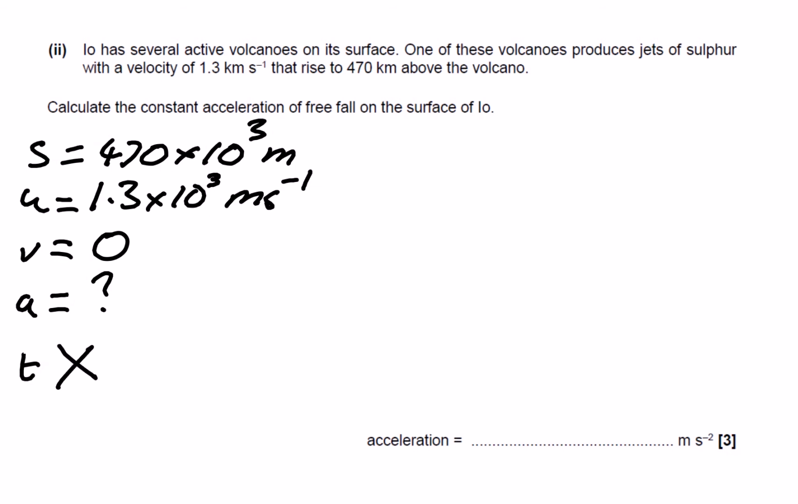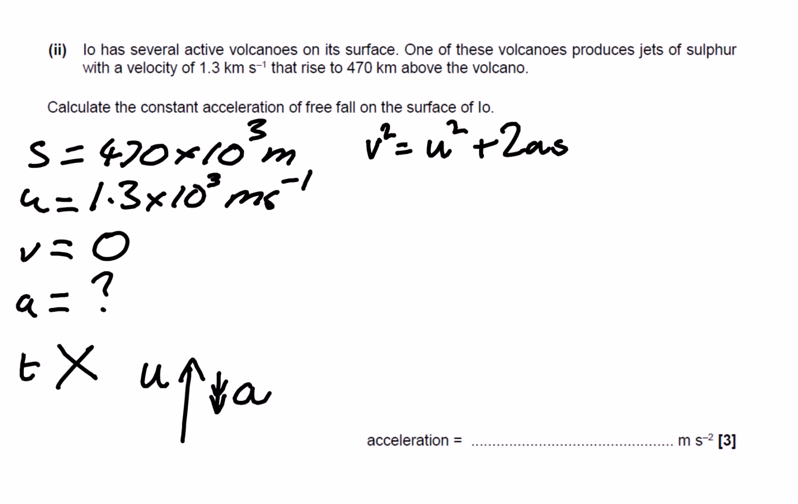So we need to find ourselves an equation from our formula sheets that doesn't have time. So that one is v squared equals u squared plus 2as. And because the initial velocity is going to be up and the acceleration back towards the planet's surface, or the moon's surface, is down, we could write this out as v squared equals u squared minus 2as, because the acceleration is in the opposite direction.